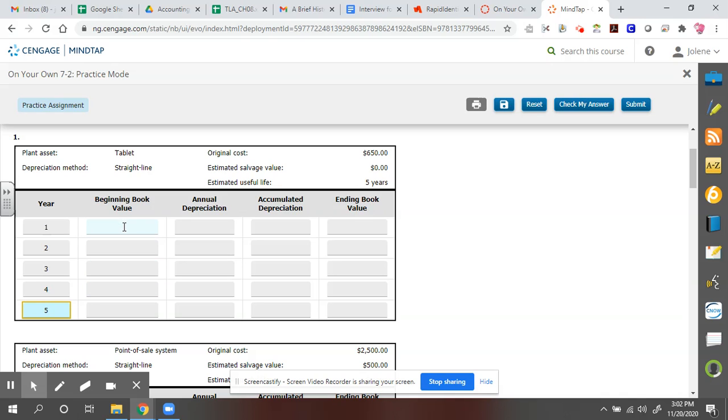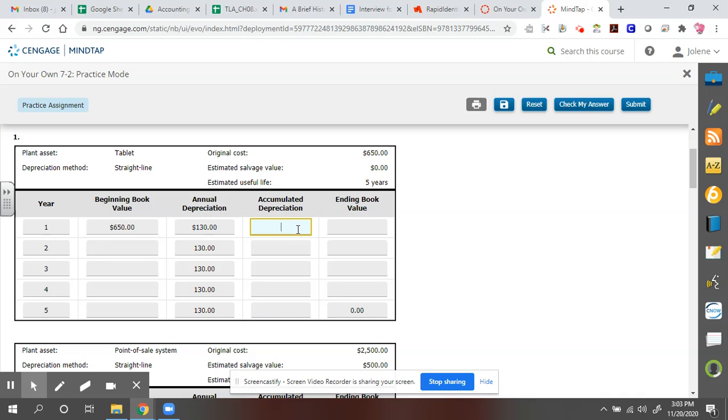At the beginning, the book value is $650. That's what they tell us, and they tell us that at the end, it's going to be worth 0. Now, we need to figure out how much we are depreciating off a year. 650 divided by 5 gives us $130. So each year they're going to take off $130, just like that. By the end of it, it'll be worth 0.